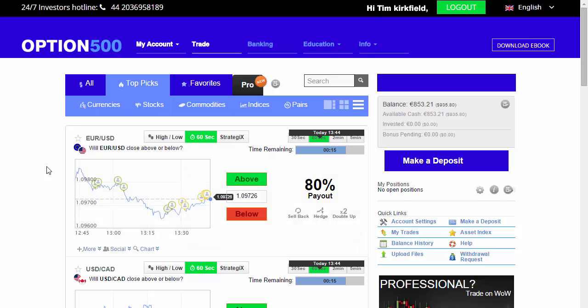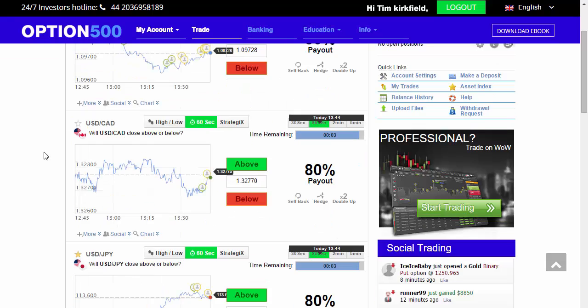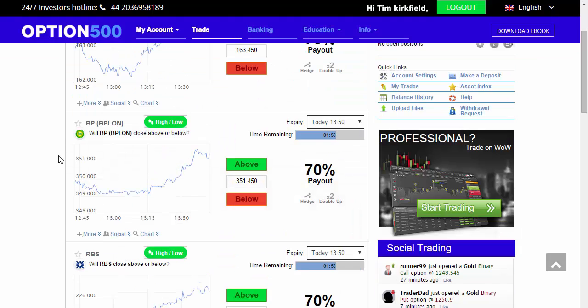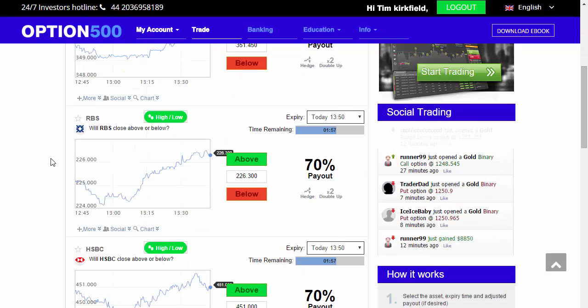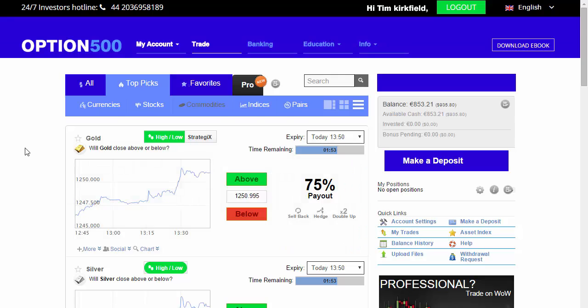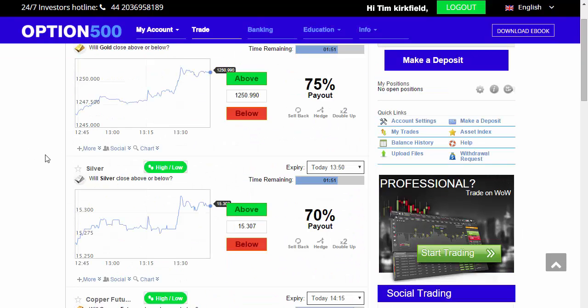So from the left you can see the euro against the US dollar. We have different types of methods like high and low or maybe a 60-second trade. You can play with it. It is very easy. We also have different stocks like Barclays, BP, RBS, etc. We have the commodities section like gold, silver, copper.